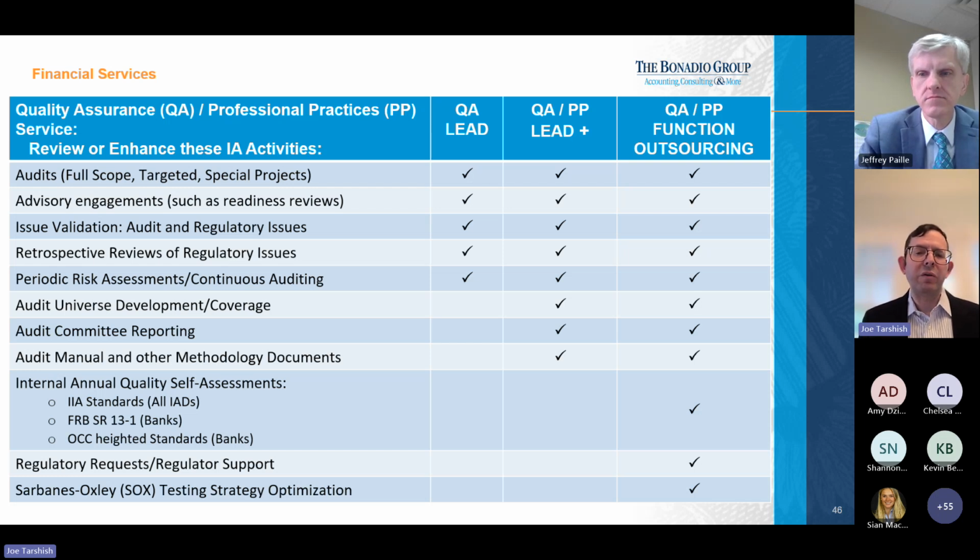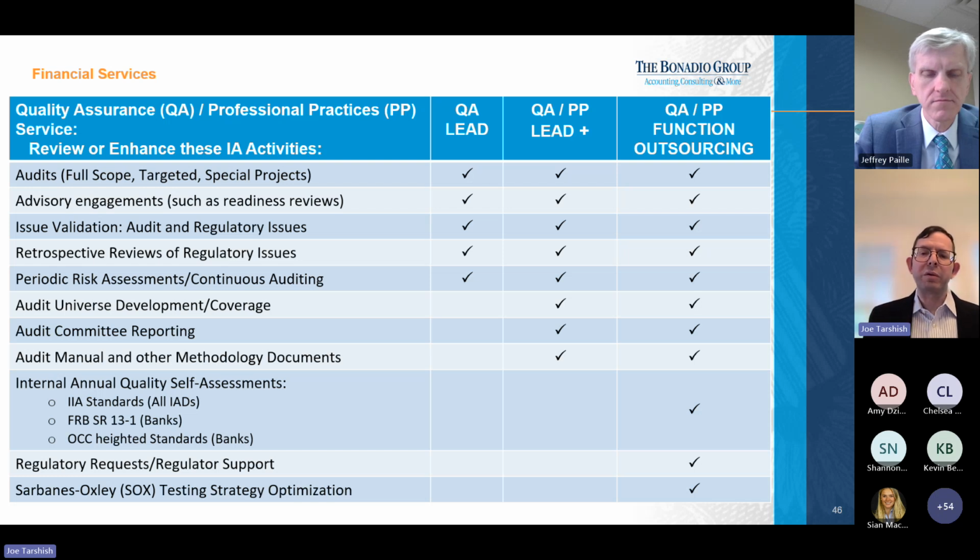those. If you need a broader solution and you need help with professional practices, so certainly audit universe development and coverage, making sure that it is risk-based and is supported by risk assessments, that's covered. Audit committee reporting, making sure it's accurate, but more to the point, gives the audit committee the information it needs to provide oversight of the audit function.